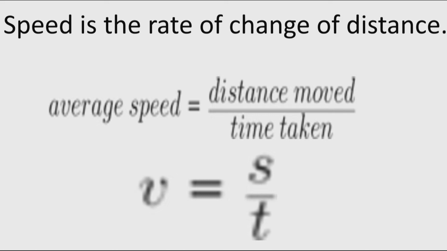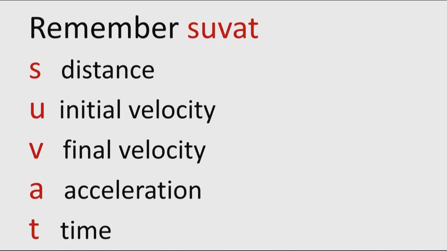Now, look at the symbols. The symbol for speed is not S, but V. The symbol for distance is not D, but S, and T for time. So get used to this. In mathematics, maybe you use it differently, but in science, in physics, these are the symbols that are used. Just remember SUVAT, S-U-V-A-T, where S stands for distance, U, the initial velocity, V, the final velocity, A, for acceleration, and T, for time. You have got only these five dimensions in motion: distance, initial velocity, final velocity, acceleration, and time.